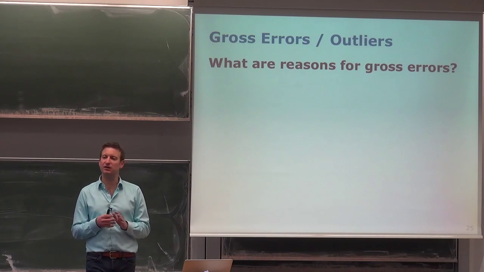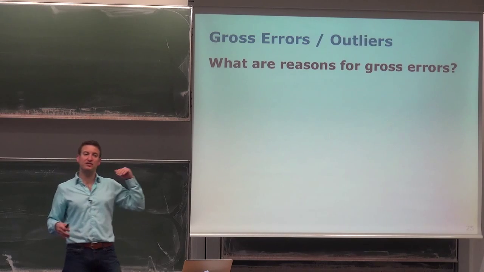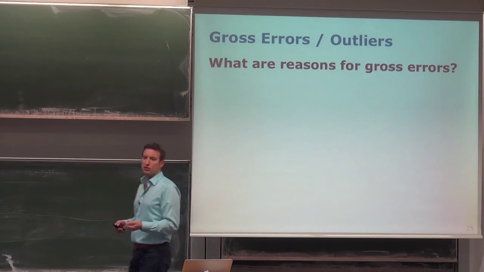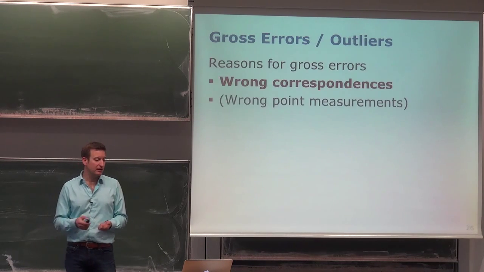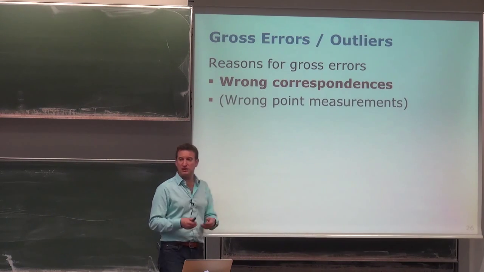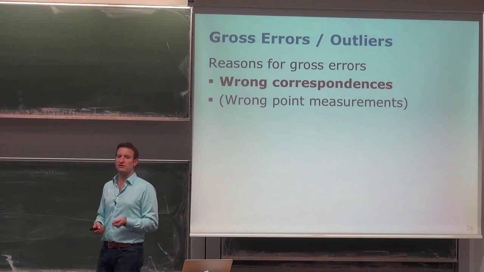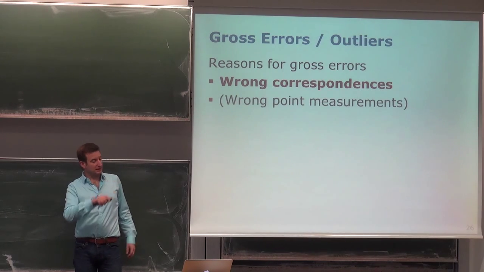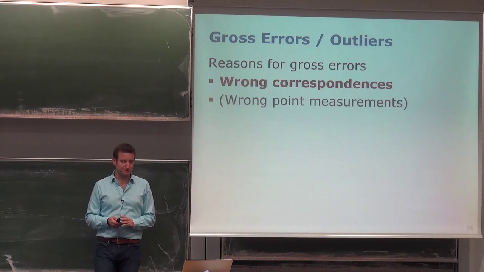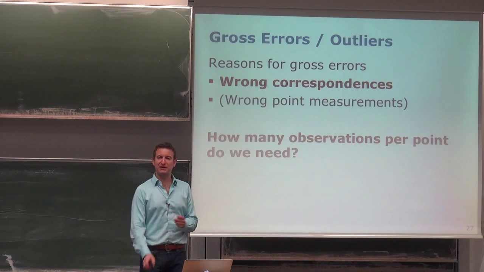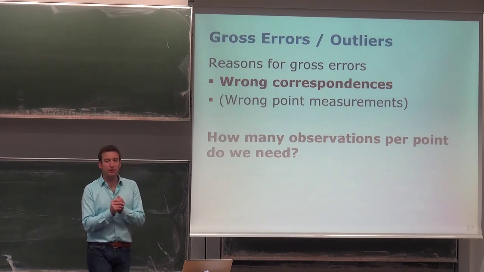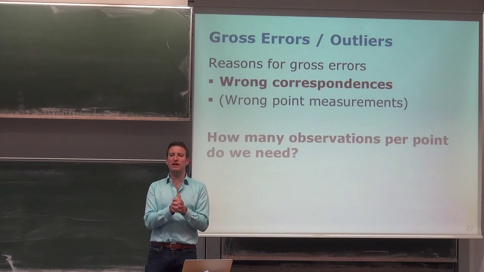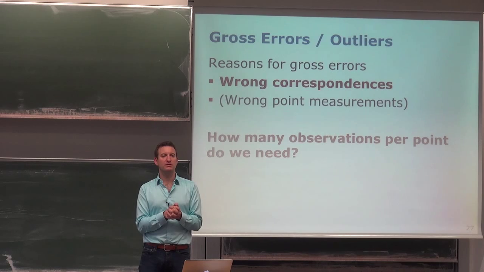Something that we completely ignored, and we still ignore, but this is in practice a reason for wrong data associations that I need to handle. And the other thing is that I simply have wrong point measurements, although just by wrongly measuring the points in my image, this doesn't typically cause that bad errors. There are the completely wrong correspondences. So the question is then, how many observations do I need per point in order to identify, or let's start, how many points do I need to estimate the coordinates of a 3D point?